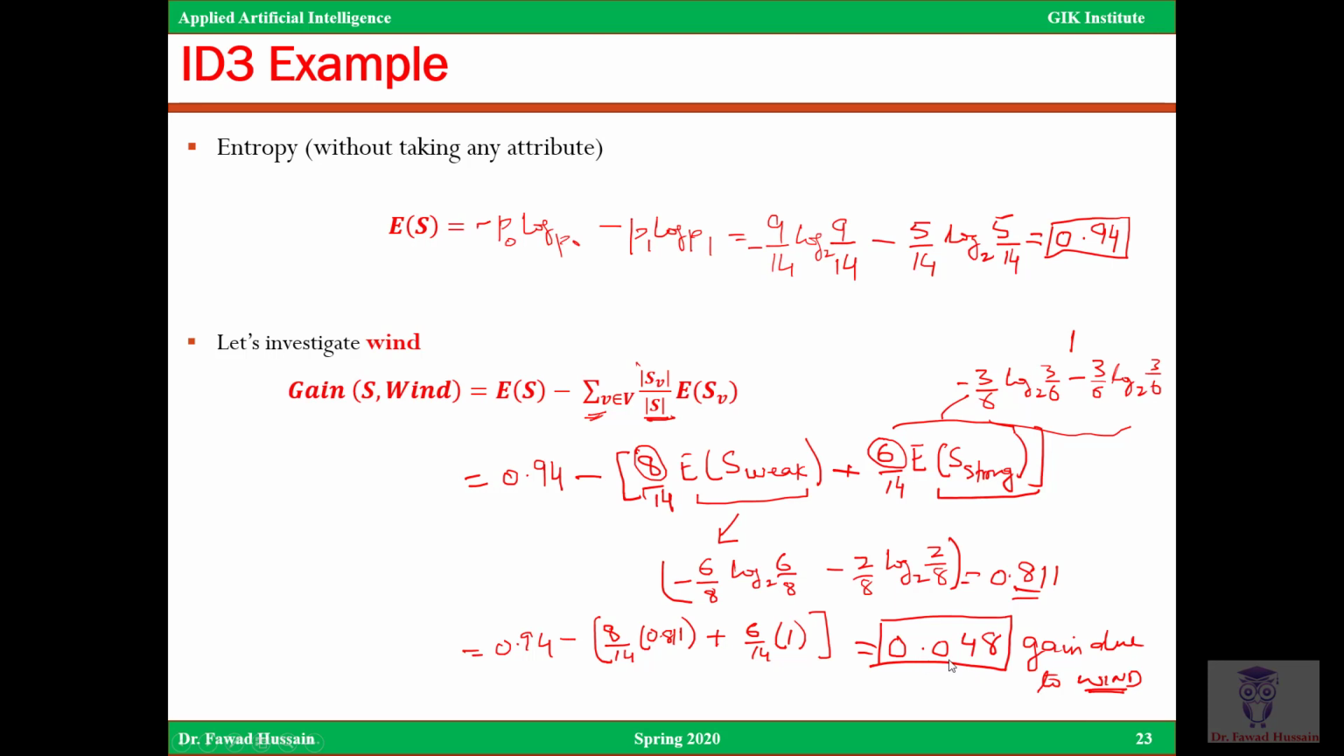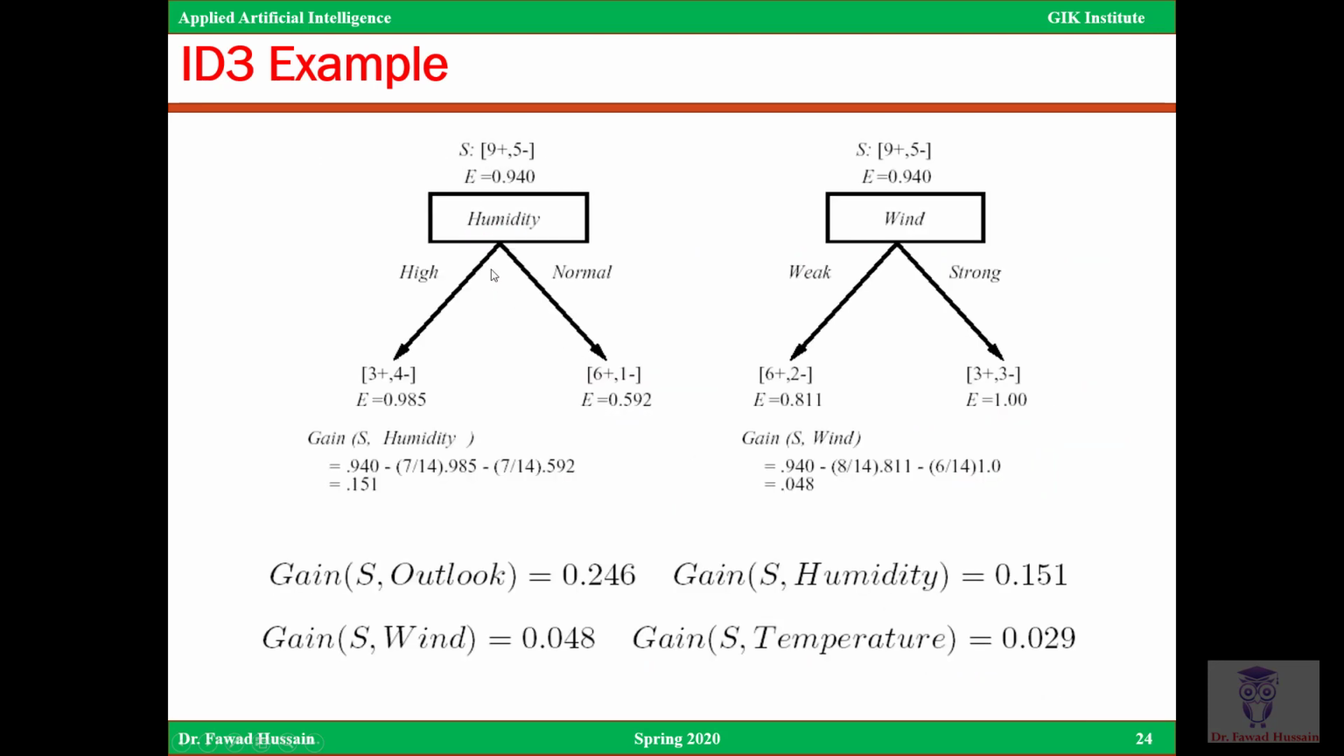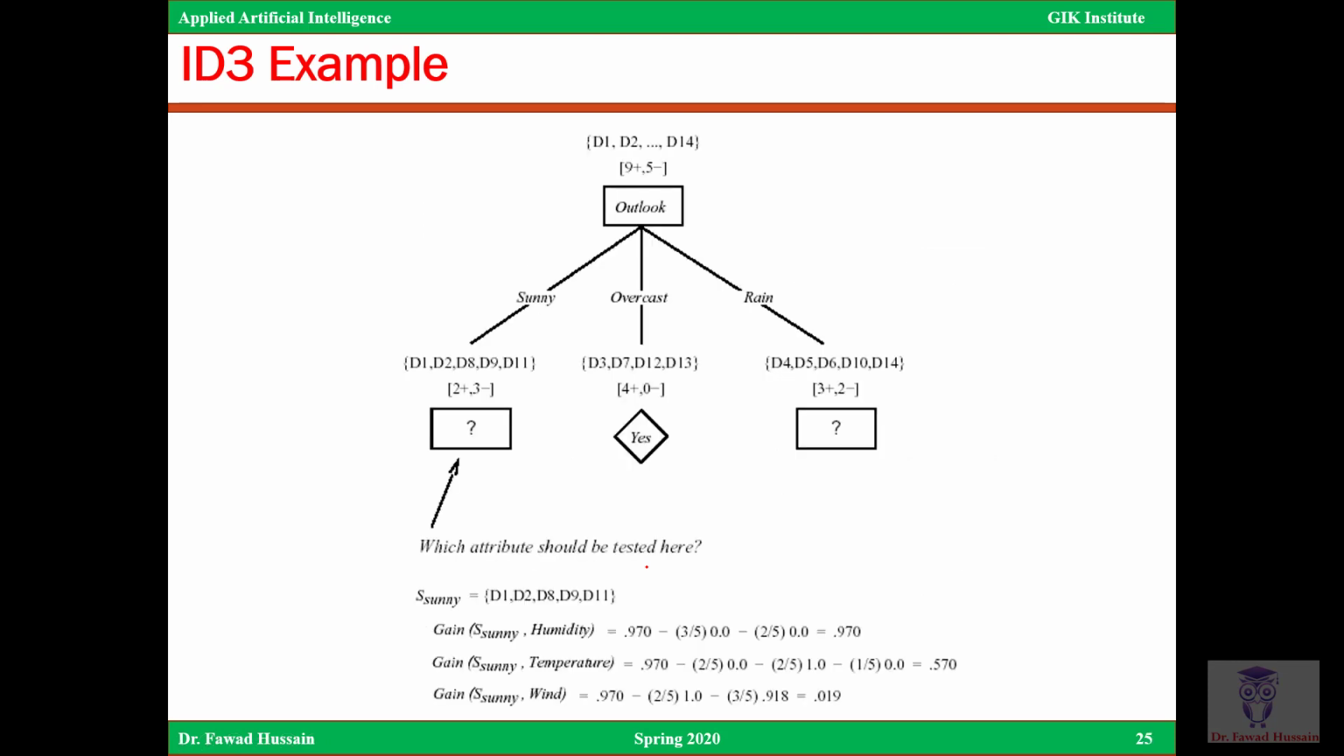So for wind we have 0.048. Here we have calculated for humidity, for wind, for outlook, and for temperature. So each have their own value. We see from here that outlook has the highest gain. So this means the root node of the tree will be based on outlook. Which we can see over here.